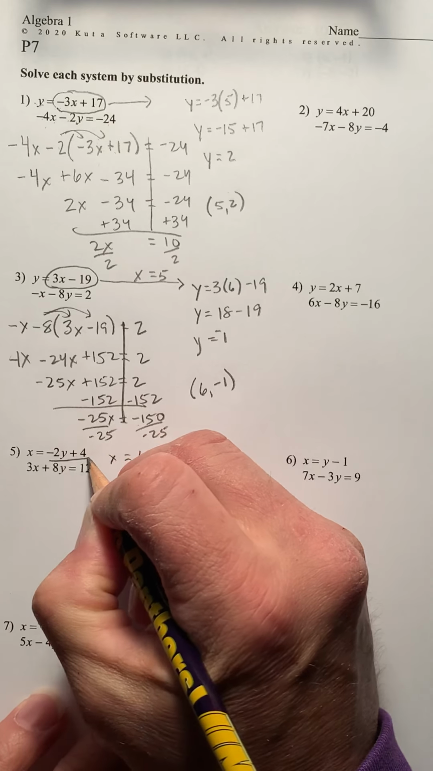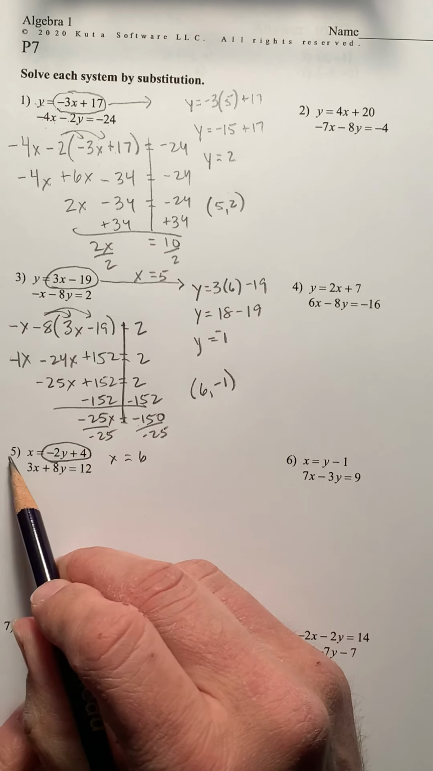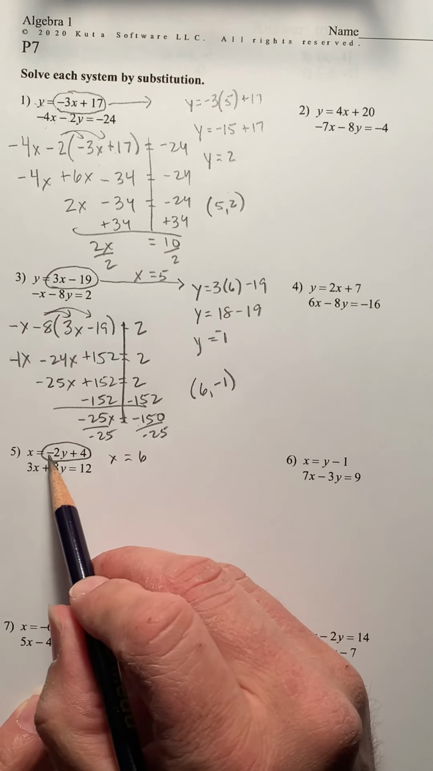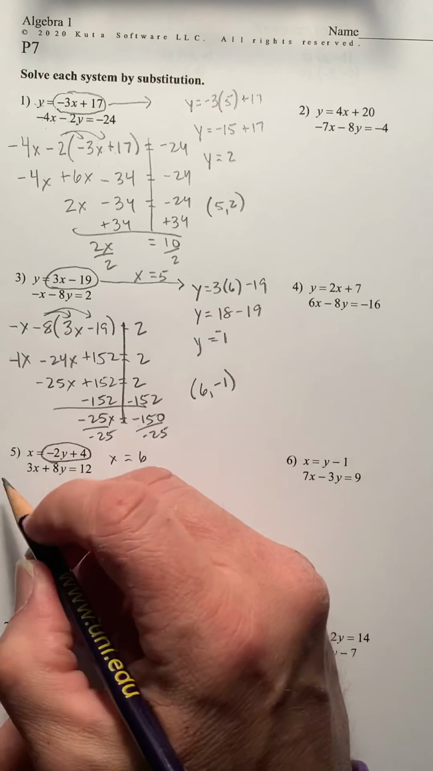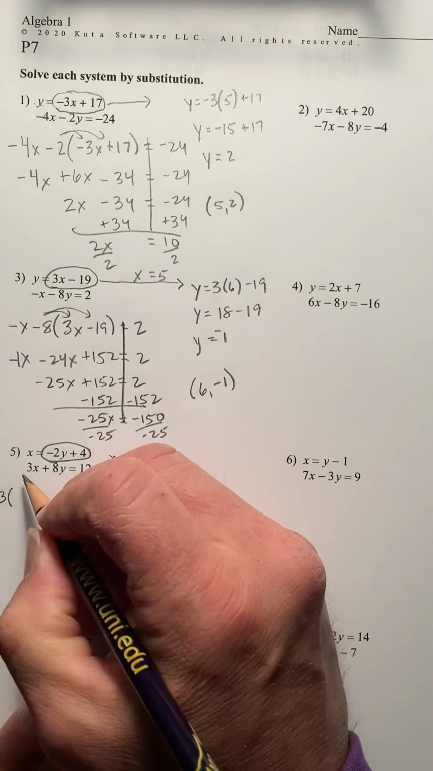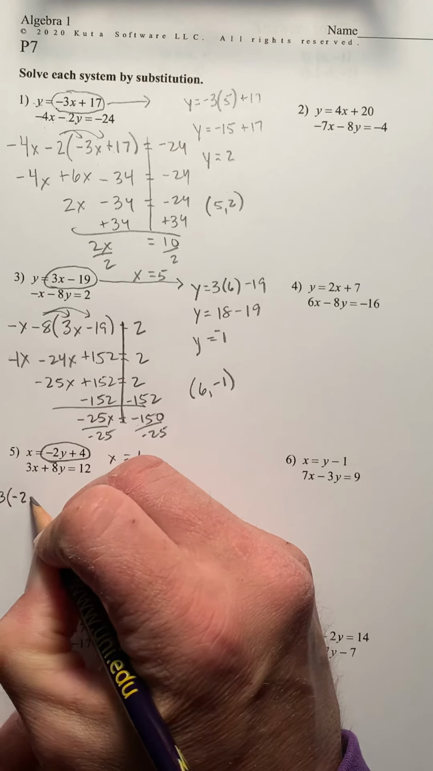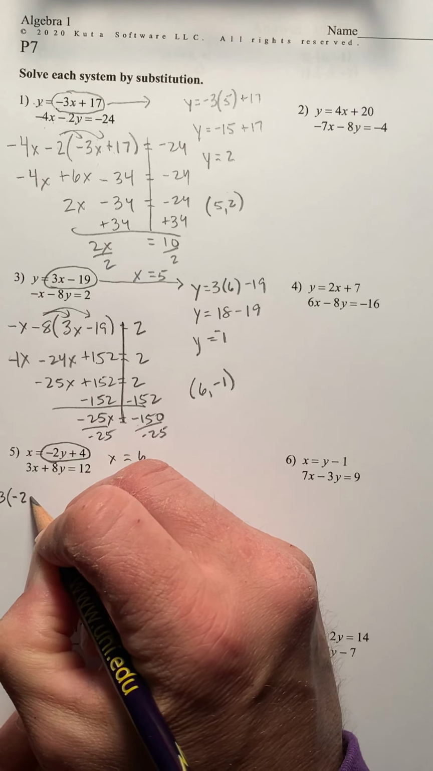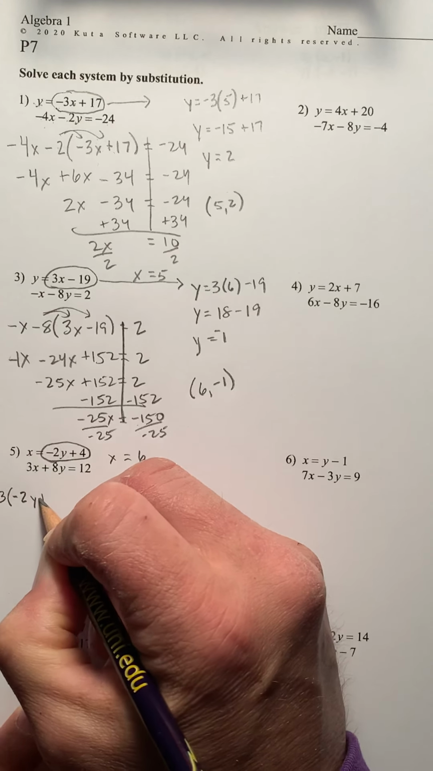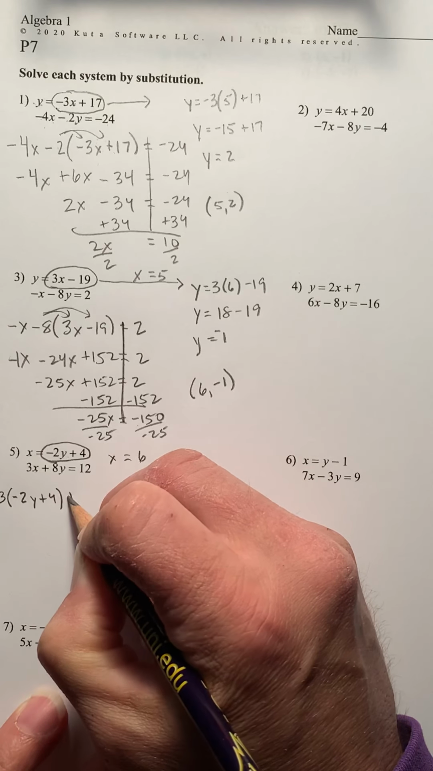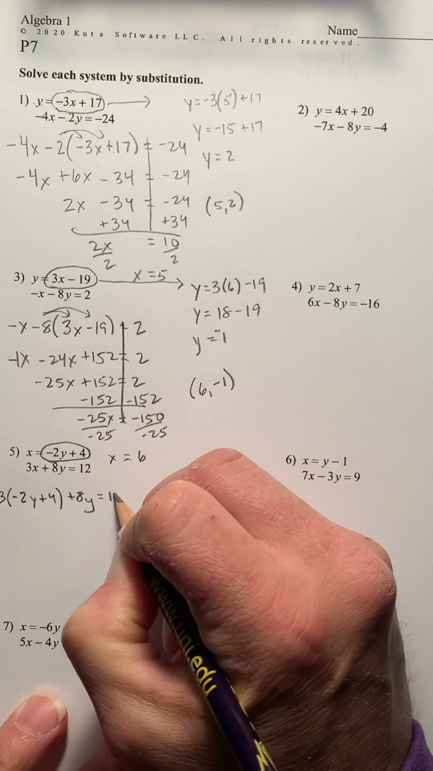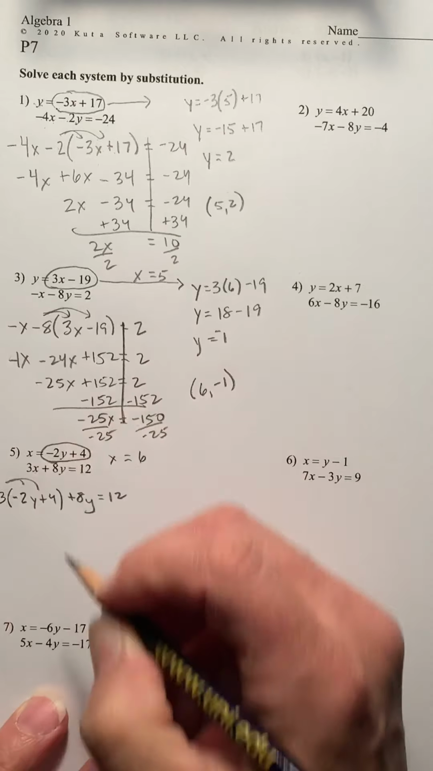All right, now I want you to pay close attention on number 5. This one is x is equal to. That means we're going to replace x this time. Instead of y, we're replacing x. So when I run into the x in the 3x, I've got to put a negative 2y plus 4 in its place. Plus 8y equals 12. We're going to distribute the 3.